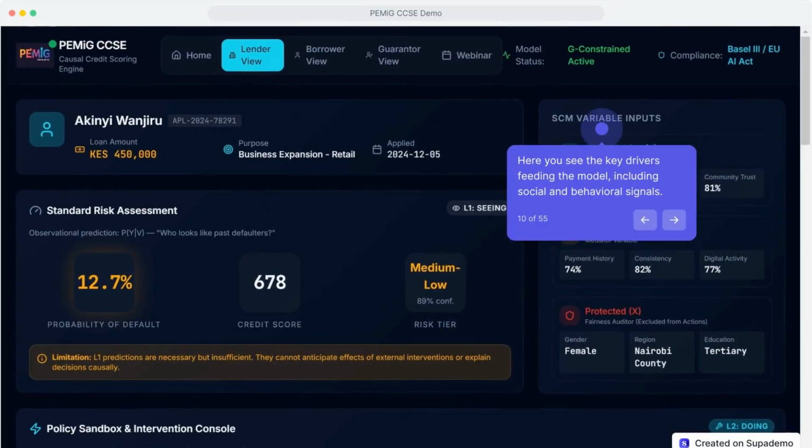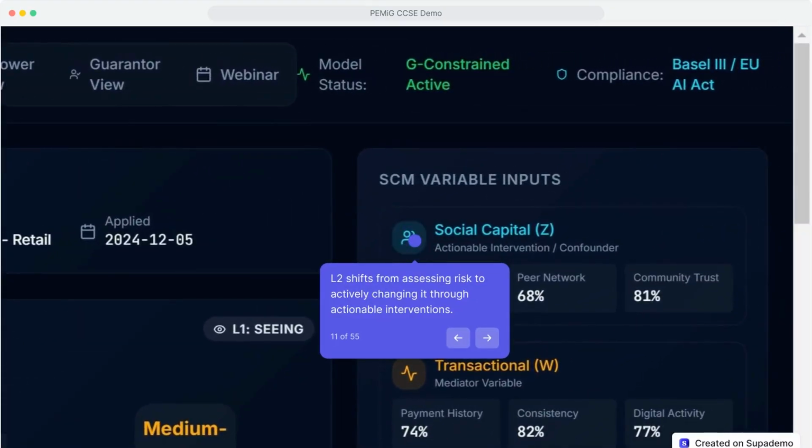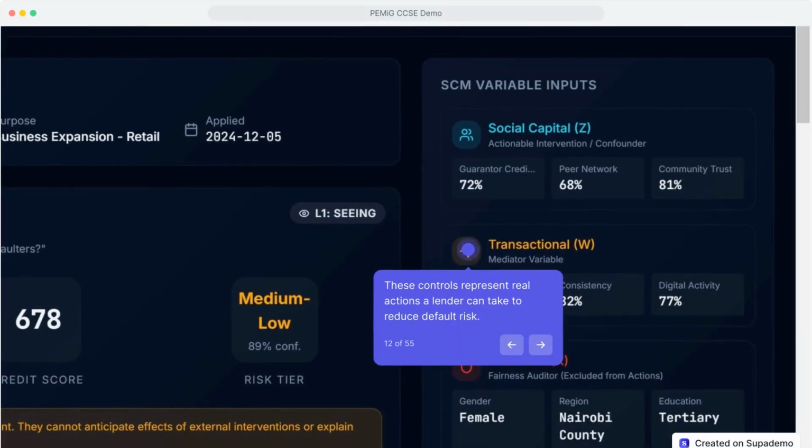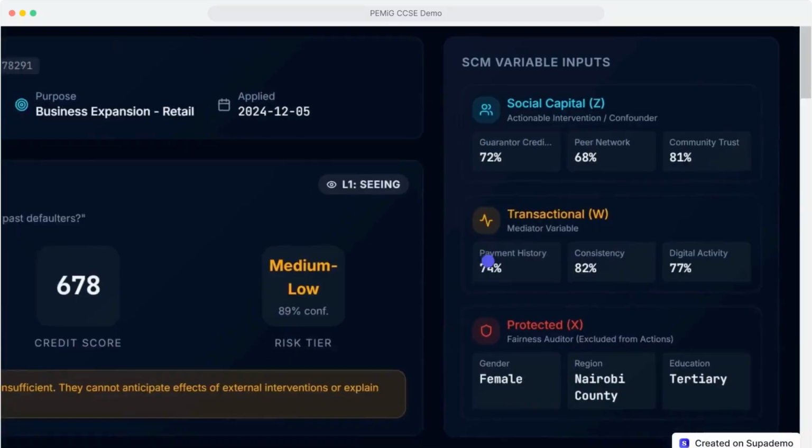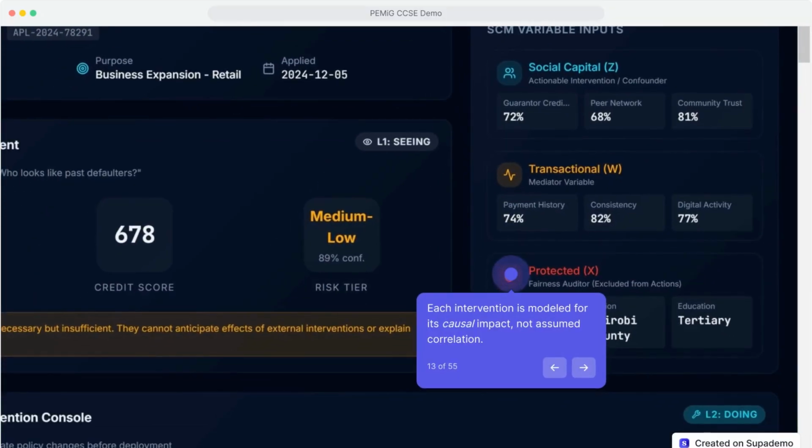Let's look at the baseline risk of this borrower. Here we have a 12.7% probability of default, or PD, based on traditional metrics. Now you might think, okay, this is just another number. But at PEMiG, this is only the starting point. We don't stop here. We dig deeper.